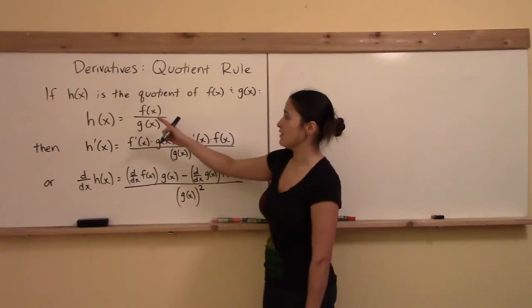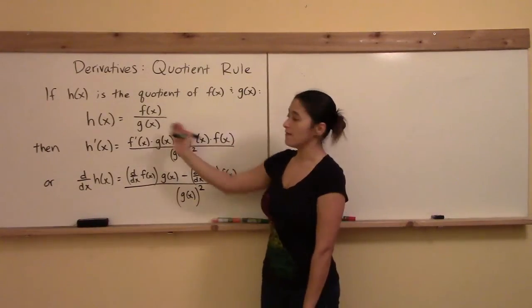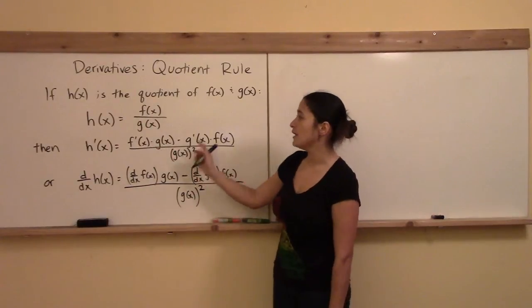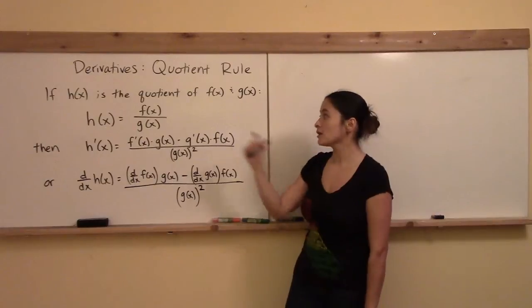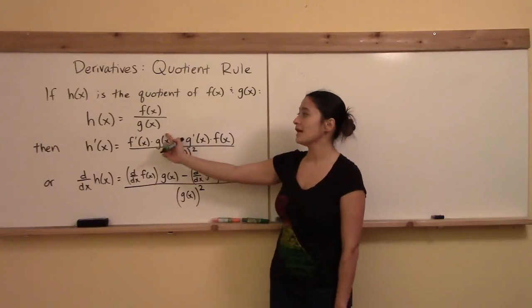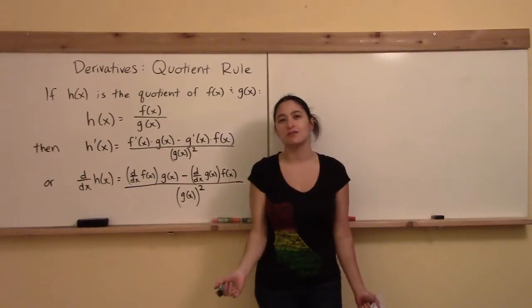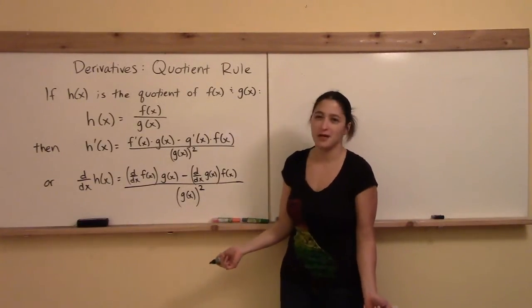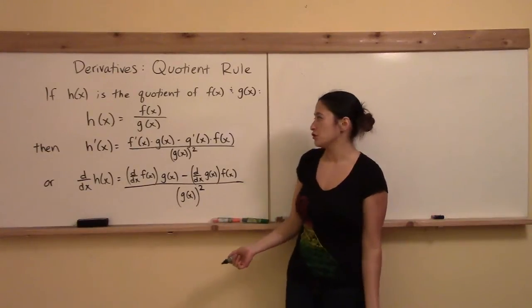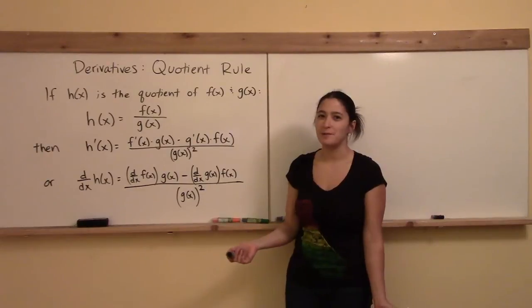So let's say h of x is the quotient of f of x and g of x, which is to say the new function h of x is formed by taking f of x and dividing it by g of x. Sometimes I'll call this one the top function, sometimes I'll call this one the bottom function. Now, what if we want to take the derivative of that? How about we just take the derivative of f and divide it by the derivative of g? So the derivative will be the quotient of the derivatives. No, not going to happen.